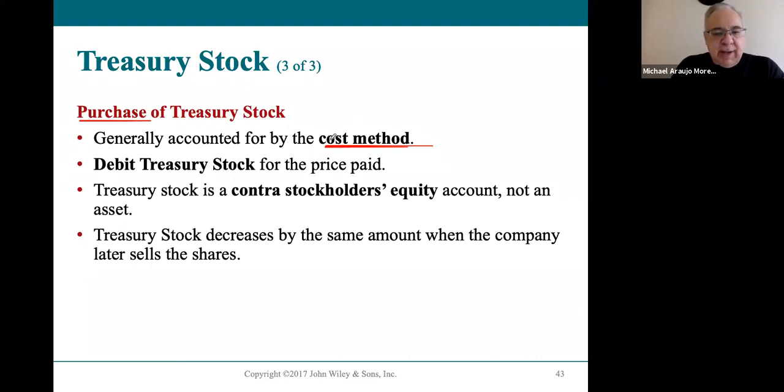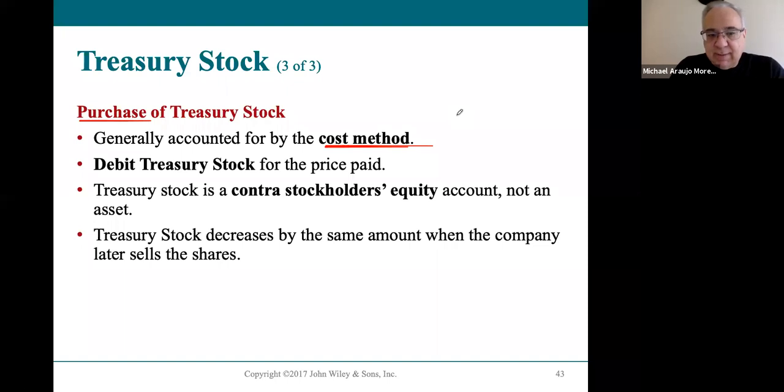So the question in the chat is: treasury stock is subtracted from stockholders' equity? Yes, but not subtracted from outstanding shares. Well, actually it is. It's not an outstanding share, and I'll get to that. To be an outstanding share, it has to be held by someone in the public. So treasury stock is not outstanding because the company owns it.